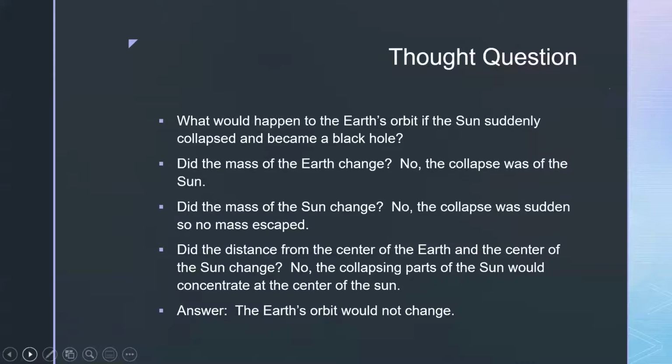No, because again, we're always dealing with center of mass distances. And since none of those things changed, then the Earth's orbit would not change. The Earth would just orbit around something that we can't see. And that's actually how we find some black holes. We look for objects that we can see orbiting around things that we can't see.